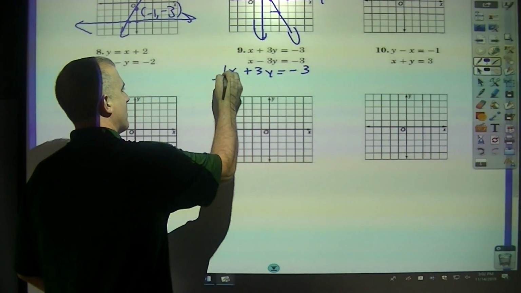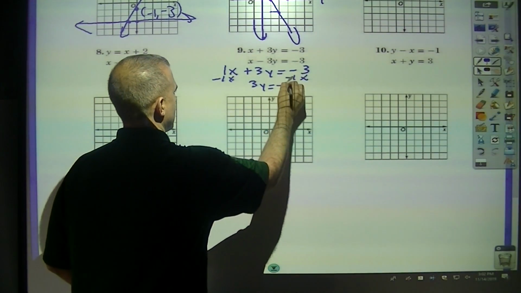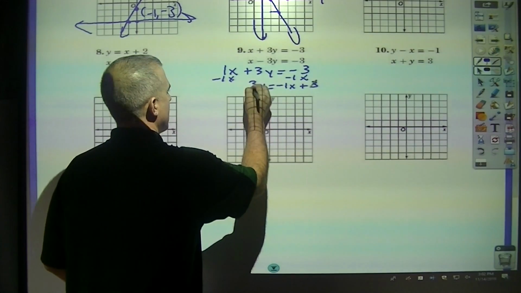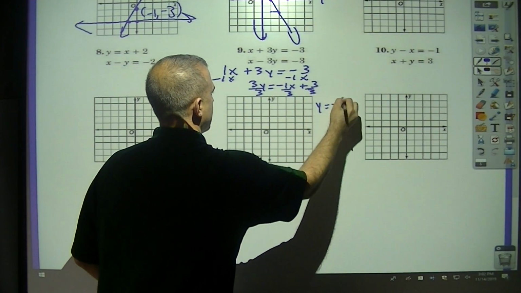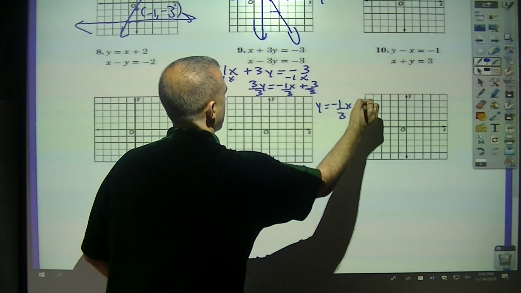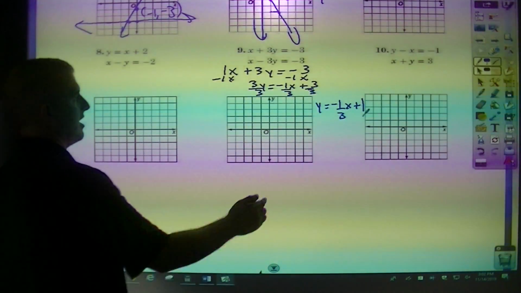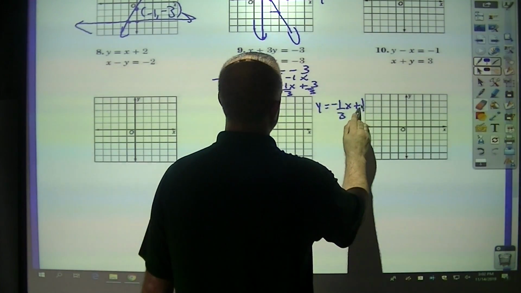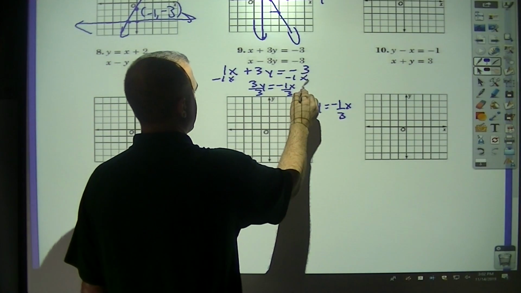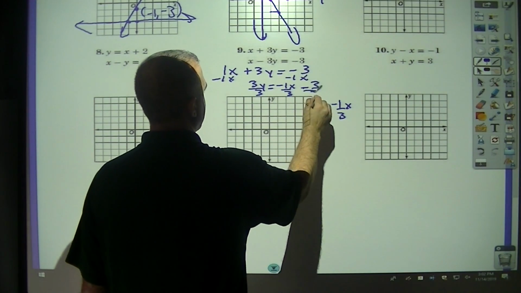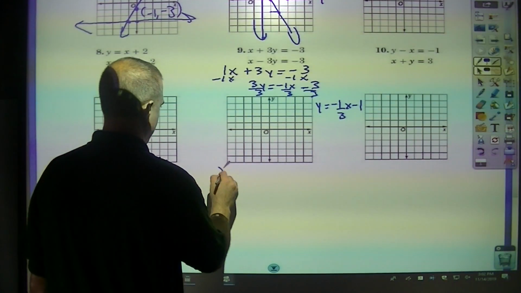There's a 1 here, so I would subtract 1x. I would subtract 1x. I have 3y equals -1x plus 3, and I would divide both parts by 3. So my first equation is -1/3 x plus 1. Okay? Oh my gosh, I made a mistake there. Hold on. This should have stayed -3. Divided by 3, I got -1. Sorry.